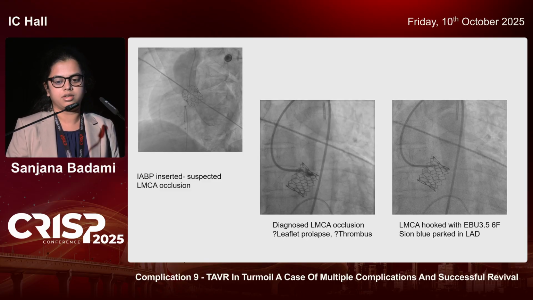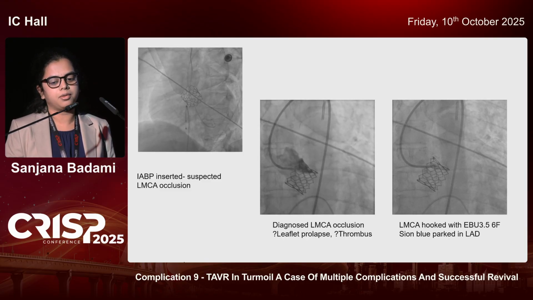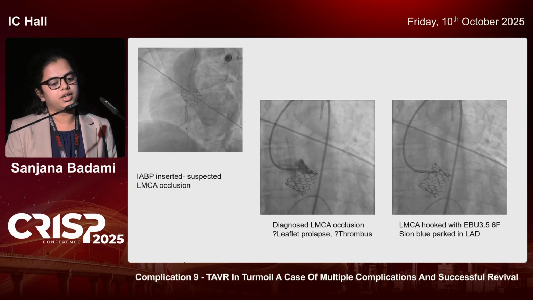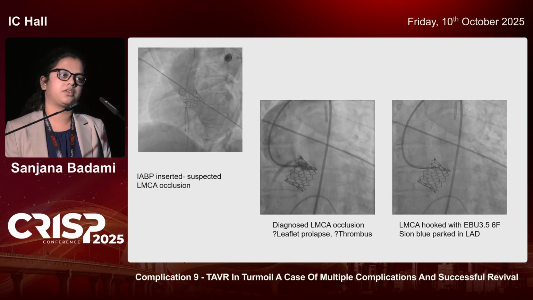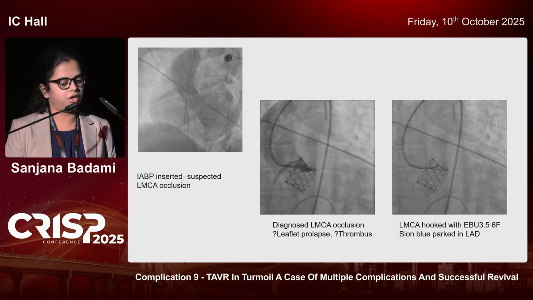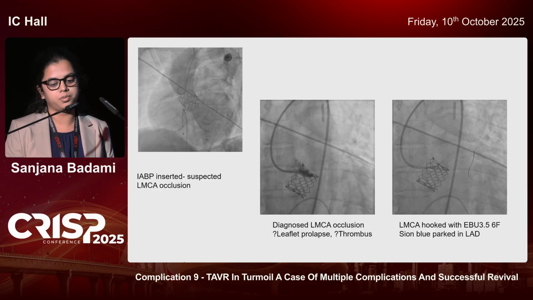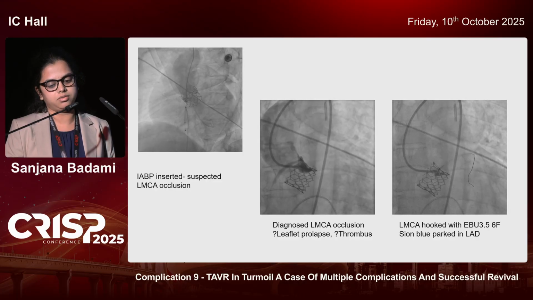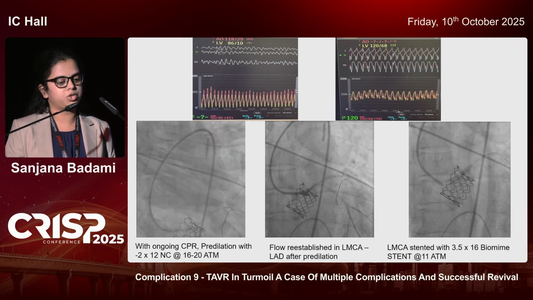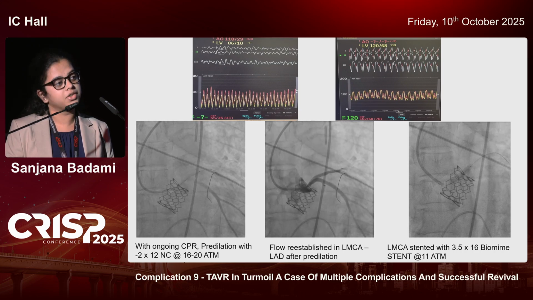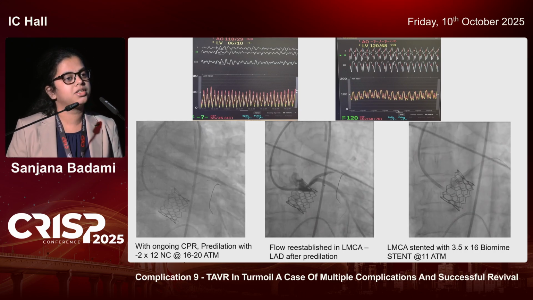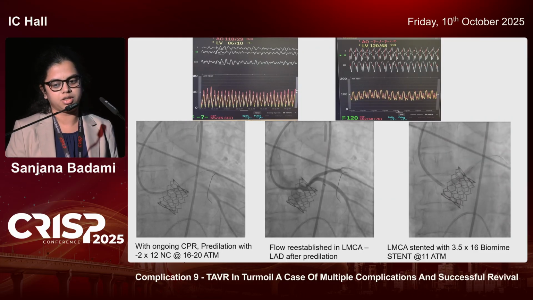In the meantime, we did IABP, we intubated her, we gave her inotropes, suspecting LMCA occlusion. We did an angiogram. To our surprise, there was LMCA occlusion at the ostium. So they thought of leaflet prolapse or query thrombus. So the LMCA was hooked with an EBU catheter. We did pre-dilatation with a 2 by 12 mm NC balloon with CPR with ongoing VT. There was flow re-established in the LMCA after the pre-dilatation.